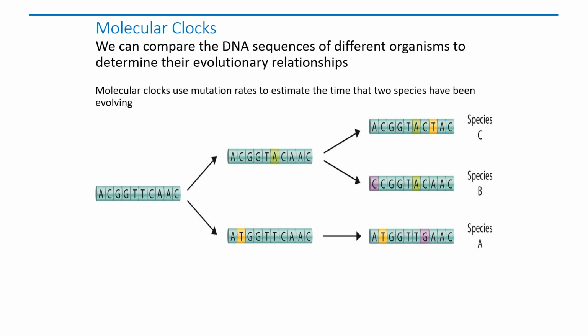So molecular clocks are a way we can compare the DNA sequences of different organisms and figure out their evolutionary relationships. So basically we can use the mutation rates to see how much time has passed between 2 different species or several species. The more mutations that occur, the more time has passed. This is taking a look at a DNA strand, and the highlighted or different colored areas are the mutations. We're going to talk more about this next.